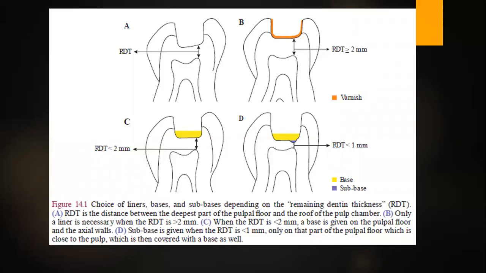Then this is a pictorial representation. If the remaining dentin thickness is greater than 2 mm, we need only a varnish. If it is between 0.5 to 2 mm, a base can be applied. And in some areas, if it is less than 0.5 mm, on that particular deep area, we can place a sub base. Over that, a suitable base material is applied, and on top of that, a restoration can be placed. So depending upon the remaining dentin thickness, we can select the pulp protective agent to be a varnish, a base, or a combination with a sub base.